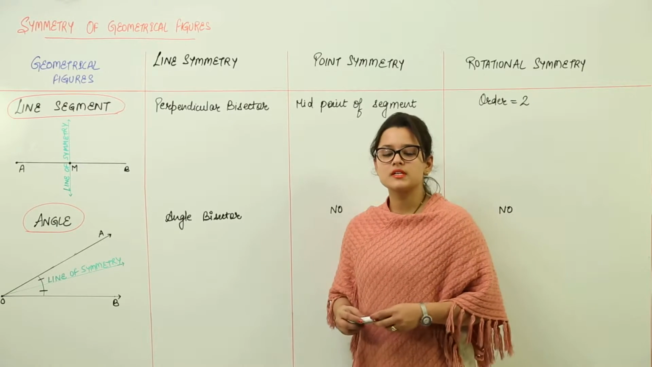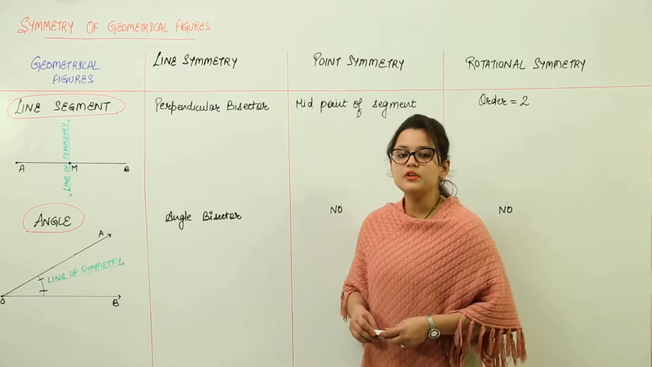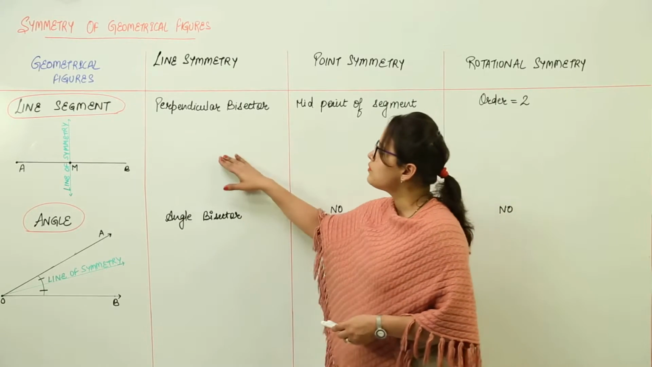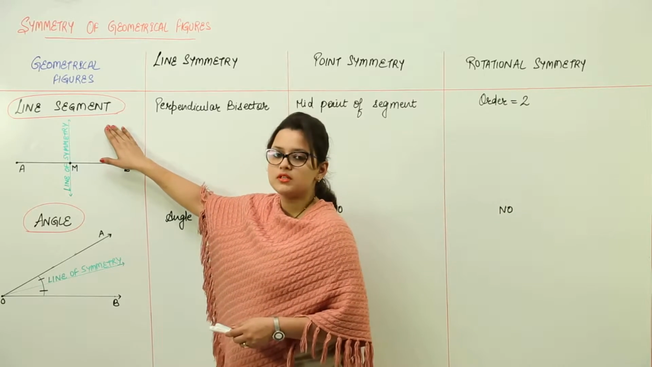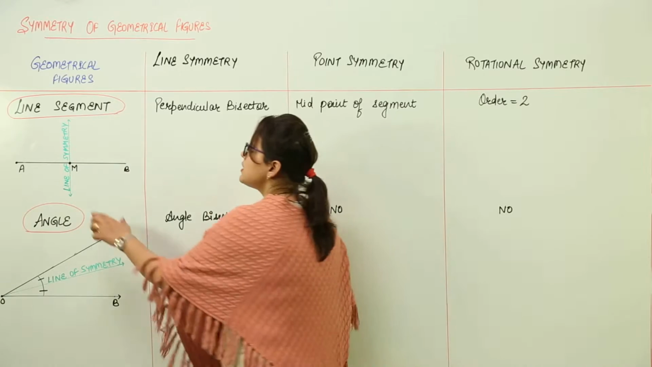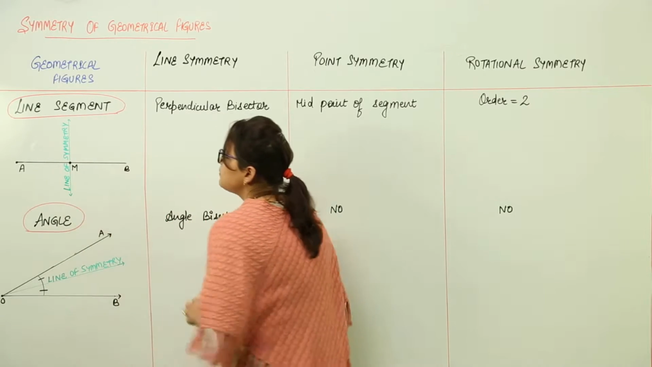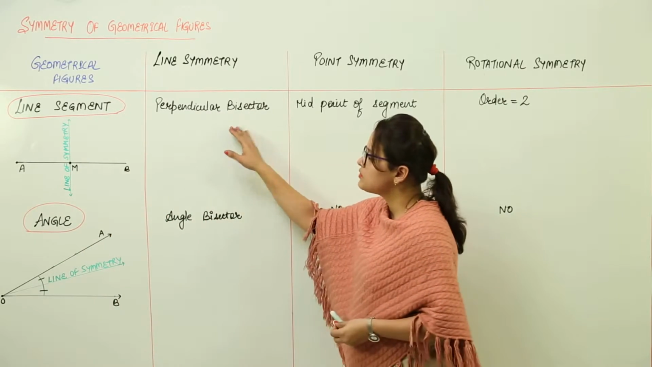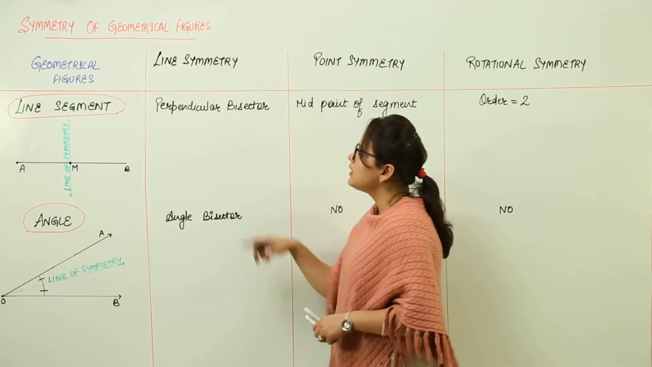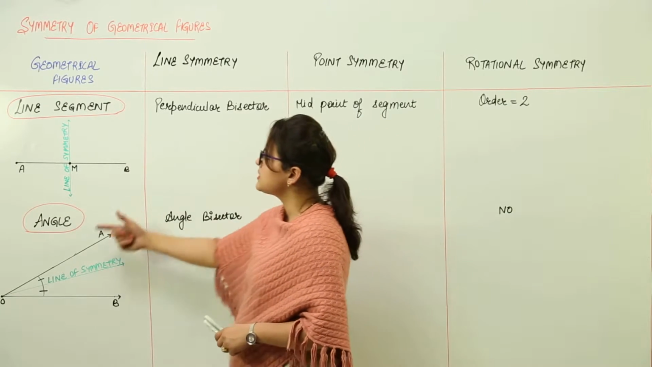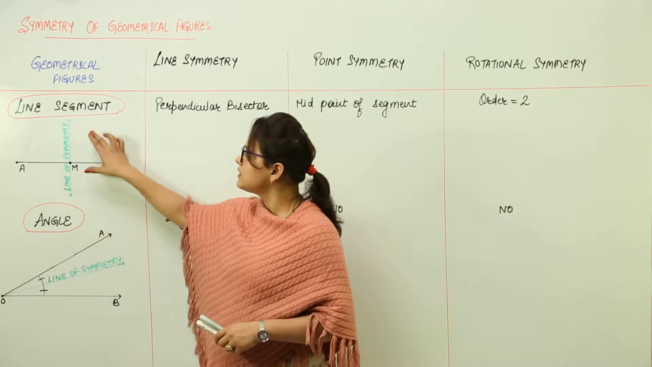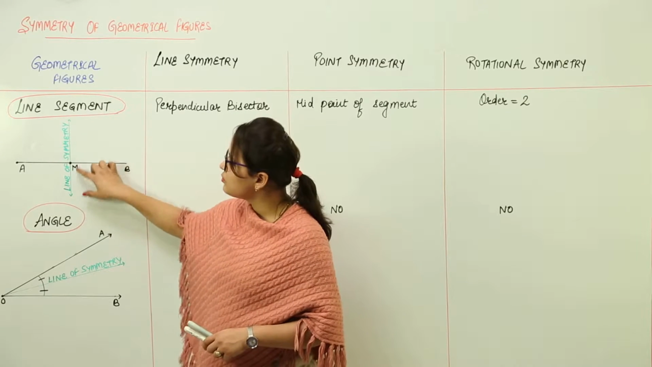Now we are going to discuss the symmetry of different geometrical figures. First of all, I have taken a line segment that has two endpoints A and B. Now, what is the line symmetry for this line segment? The line symmetry is the perpendicular bisector of this line segment. That is the green line that I have shown you over here.